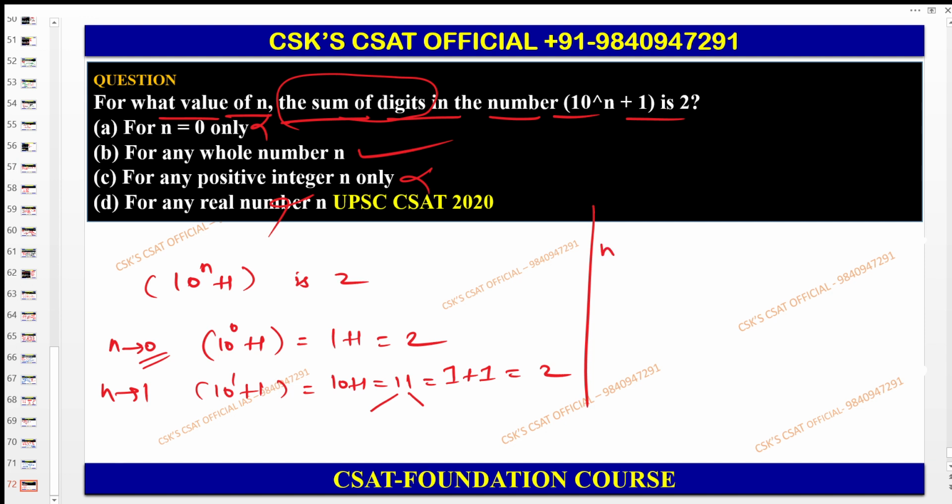If you want, you can take n is equal to 2 also. When you are taking n is equal to 2, what will happen here? 100 plus 1 will become 101. So this is a 3-digit number. Sum of the digits means 1 plus 0 plus 1. 1 plus 0 plus 1 is nothing but 2. In all the cases it will give you 2. That is option number B. For any whole number n, it gives you sum of the digits as 2. So the answer for this question is B.